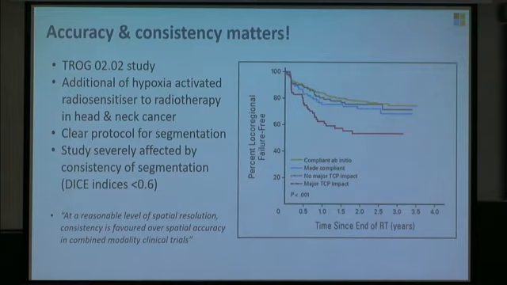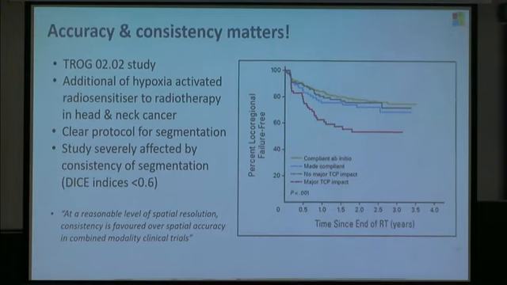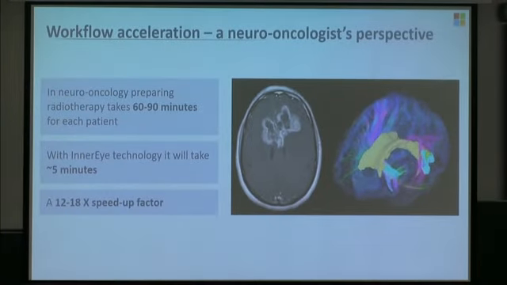So it matters. And what's really interesting was this comment: at a reasonable level of spatial resolution, consistency is favoured over spatial accuracy in combined modality clinical trials. So we want automated solutions that are good enough, that will pass the Turing test, if you like, but then are behaving in a very consistent fashion, so that we can then add in our comparator when we're doing a research study, knowing that the radiation therapy element of it, the variation in that, is minimized as much as possible. So I think an important lesson there.